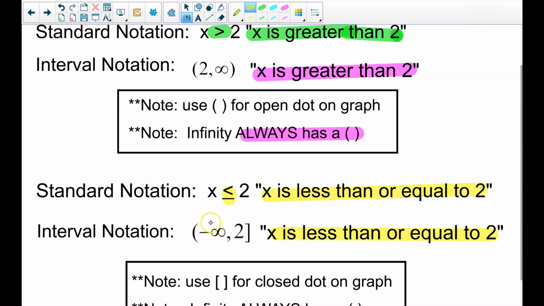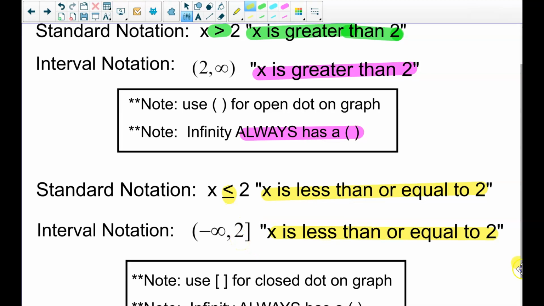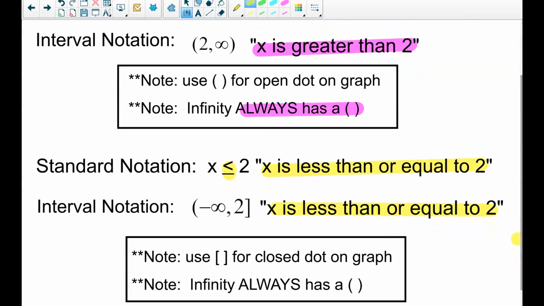So we start with our negative infinity with the parentheses, because infinity always has a parentheses. And then it goes up to 2, and 2 is included, so that's why there is a bracket there. Remember that when you're answering these questions, you will use those closed brackets for a closed dot on the graph because it's included, okay?